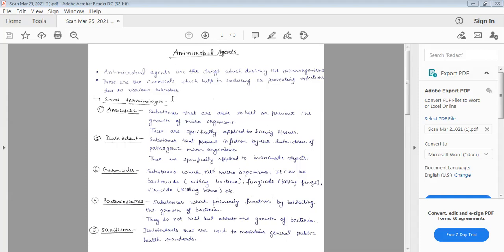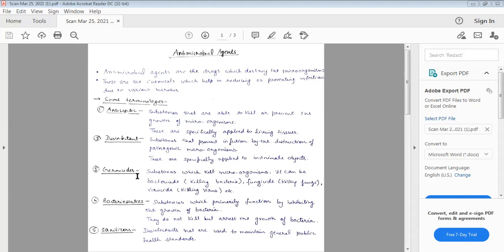Now there are various terms which are used to define the antimicrobial agents. There are majorly five terms which we can define. The first one is antiseptic. Antiseptics are the substances that are able to kill or prevent the growth of microorganisms, and these are specifically applied to living tissues. The second one is disinfectant. Disinfectants are the substances that prevent infection by the destruction of pathogenic microorganisms. These are specifically applied to inanimate objects.